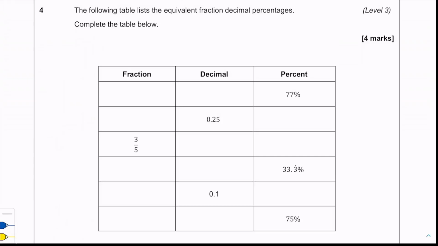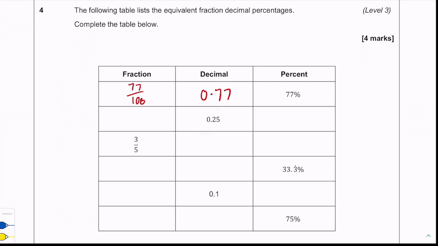Okay, the next one: we've got three columns, fraction, decimal and percentage, it's partly filled in, and we need to complete the table. Let's start with this one here. 77% is an easy one; to a decimal it's just 0.77, so just divide by 100. And then to get this as a fraction, we just do 77/100.